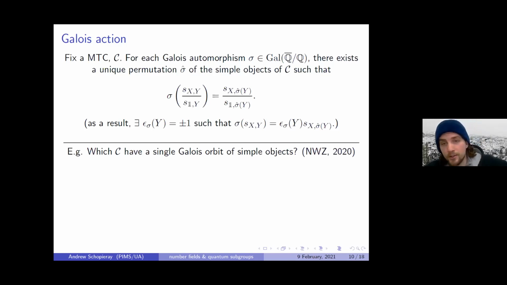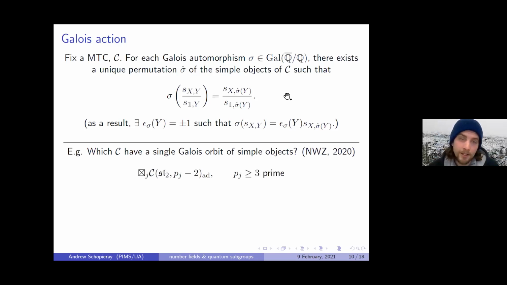So for instance, just last year, there was a very nice paper that I'd like to advertise, which is looking at which modular tensor categories have a single Galois orbit of simple objects. They call these transitive categories. So this means that I can get to any other row or column in the S matrix by looking at the Galois action of some automorphism. And it turns out that these are completely classifiable. So these are exactly products of SL2 theories where the order of the T matrix is a prime number.